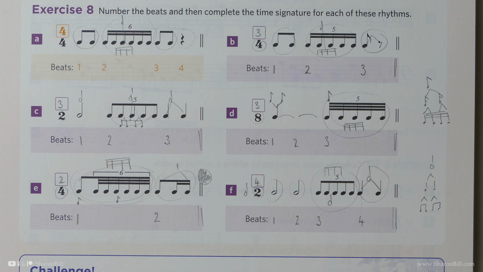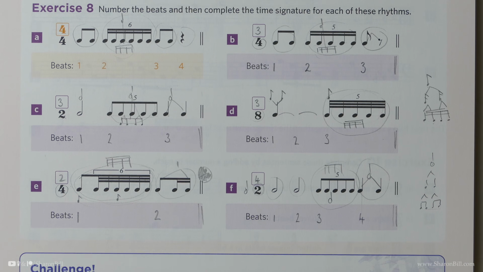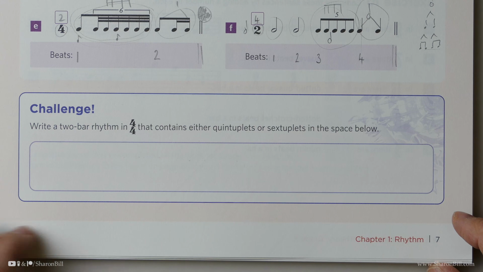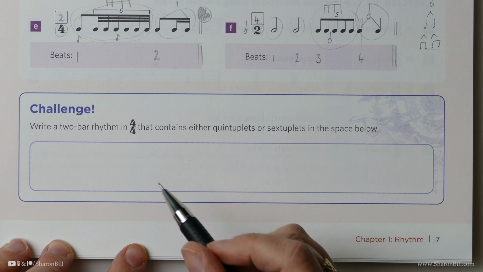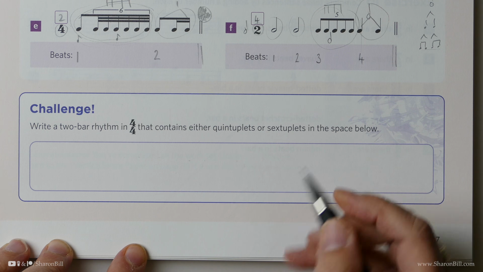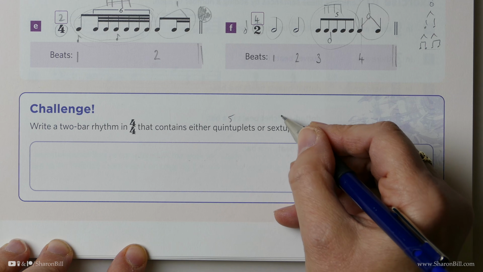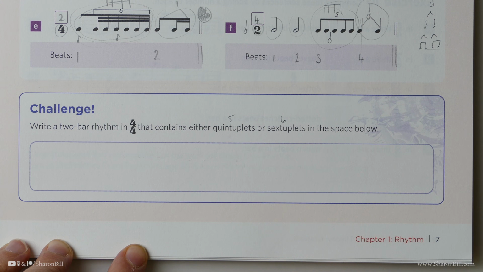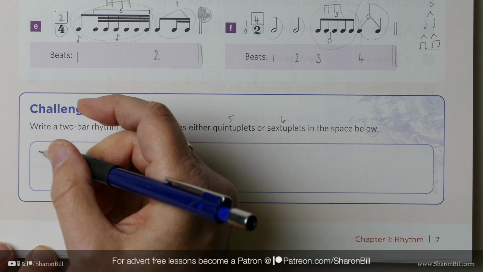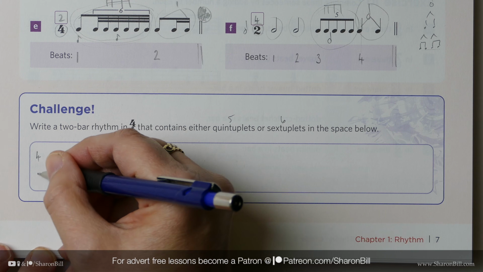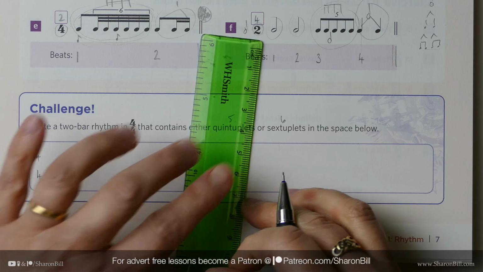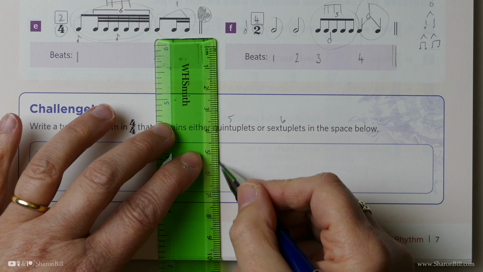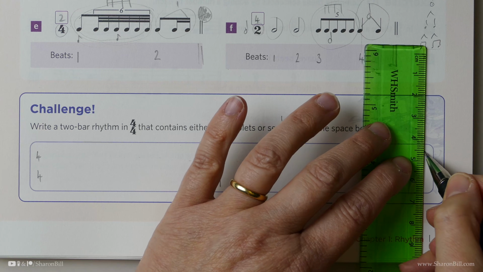Just worth noticing that. Now in the challenge we're asked to write a 2-bar rhythm. We're given the time signature 4/4, so we want 2 bars that will contain either groups of 5 or groups of 6 in the space below. So they're going to be quite busy bars. 4 crotchet beats is quite a lot of notes, so we're going to have to write small, I think. Before we get too carried away, let's just divide. We're going to have half each. So we've got some space to work in.